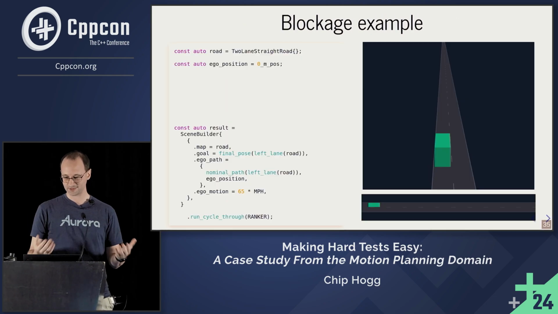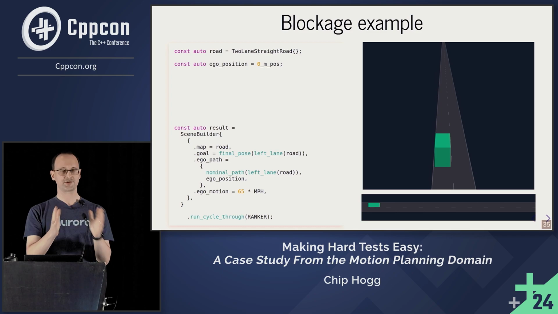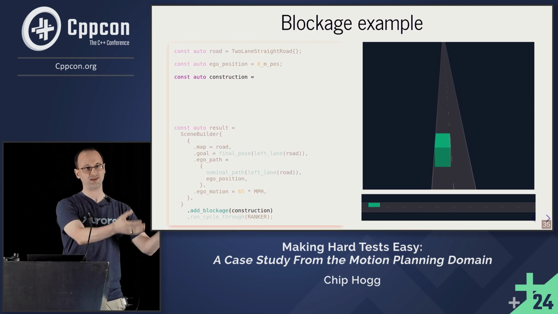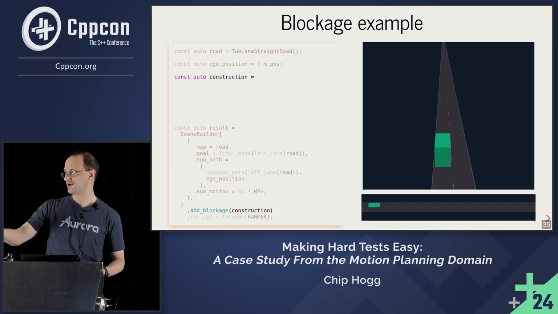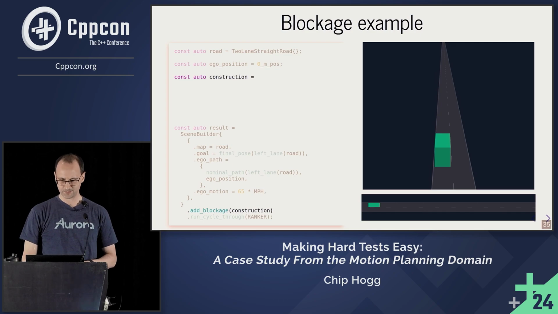So let's take a look. Here's an example test case, and we want to add some construction. We want to have a blockage boundary. So we're going to make a construction thing equal something, and then down here we're going to have .add blockage as a fluent setter for the construction. Let's build it up.